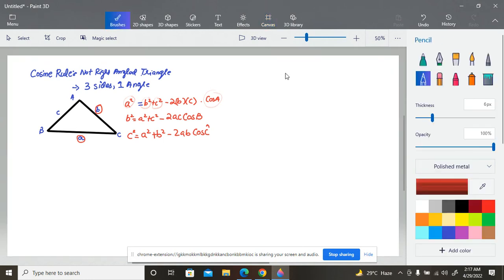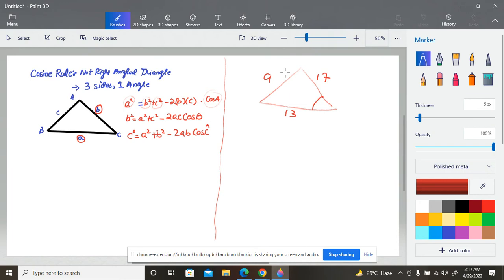Sometimes in Cambridge we have a question like this. There is a triangle like this. Let me take the previous example: this side is 9, that is 17, and that is 13. One of the angles is given to me. Let me take this angle as 45 degrees. Now I'm removing this side, and the examiner asks you to find the side AB.